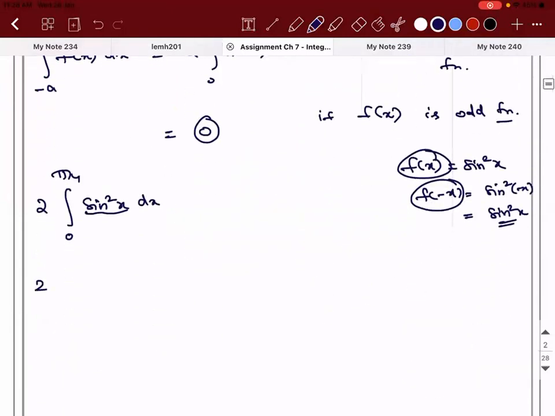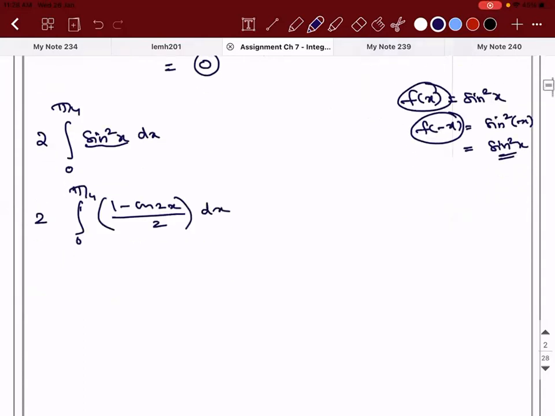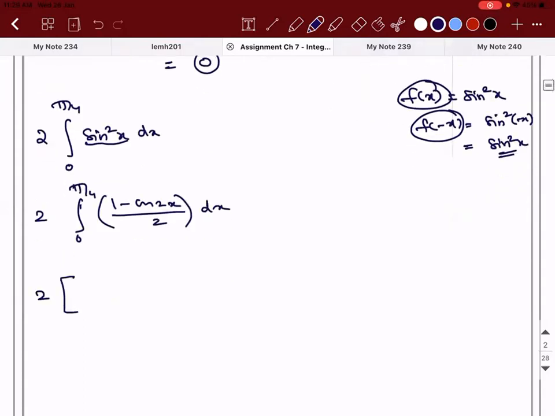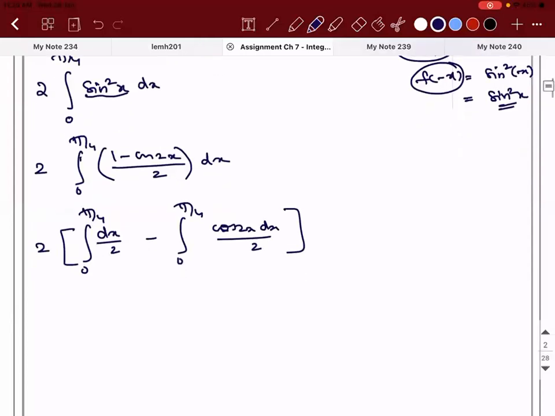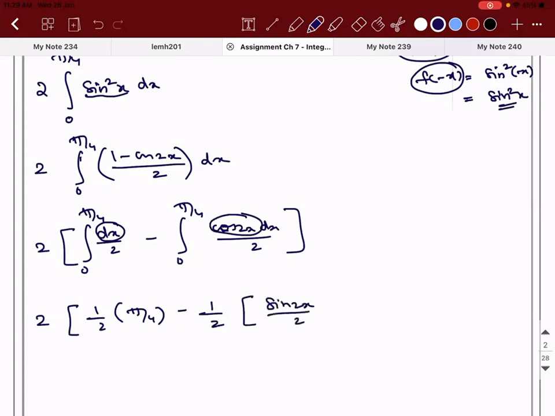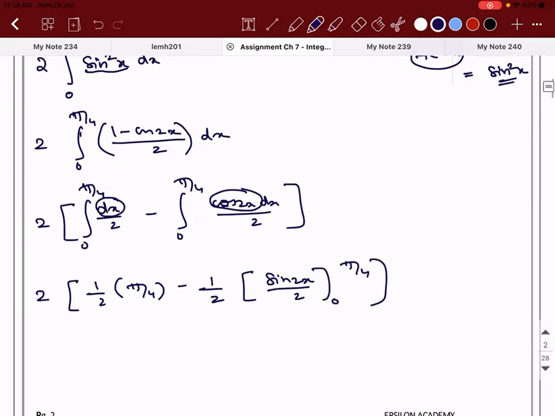So 2 times the integral of 0 to pi by 4 of sine square x, I can write as 1 minus cos 2x divided by 2 times dx. So 2 into dx by 2, integral 0 to pi by 4, minus the integral of 0 to pi by 4 of cos 2x dx divided by 2. So 2 into half into the integral of dx is going to give us x, and when you substitute the limit, it is going to give you pi by 4, minus half into the integral of cos 2x, which is going to give us sin 2x divided by 2 between 0 to pi by 4.